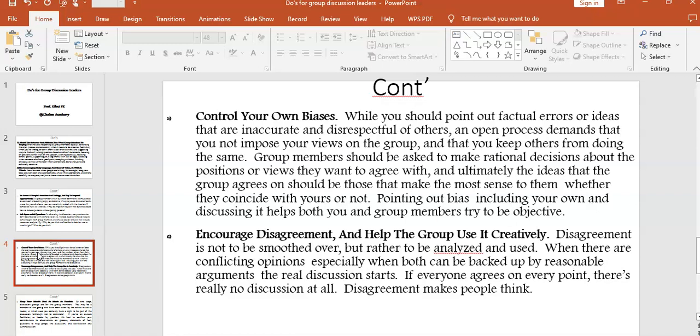6, encourage disagreements and help the group use it creatively. Disagreement is not to be smoothed over, but rather to be analyzed and used. When there are conflicting opinions, especially when both can be backed up by reasonable arguments, the real discussion starts. If everyone agrees on every point, there's really no discussion at all. So disagreement makes people think. So encourage disagreements and help the group use it creatively.